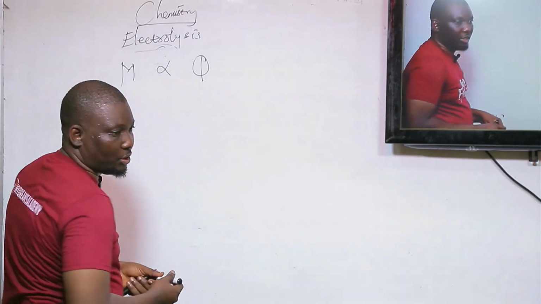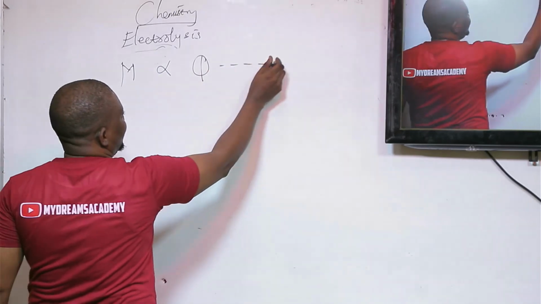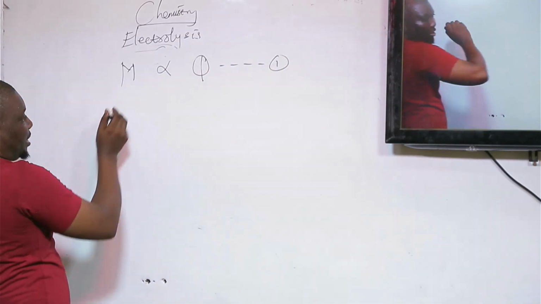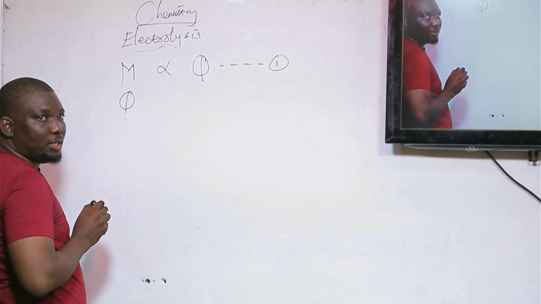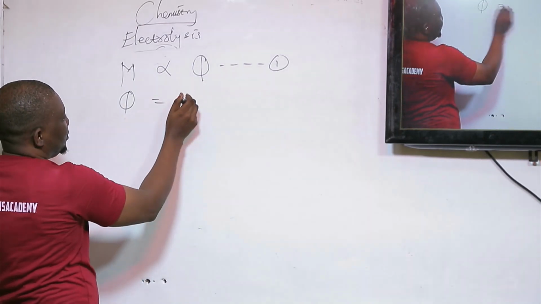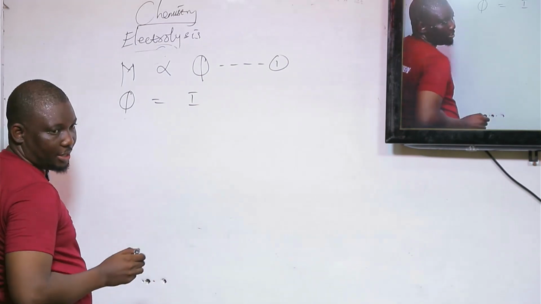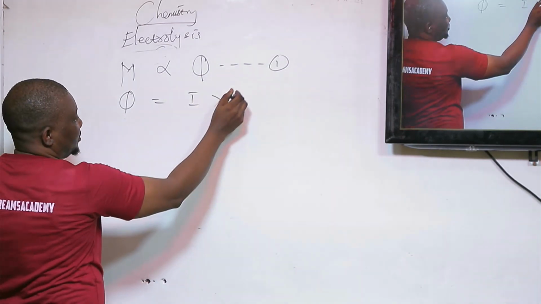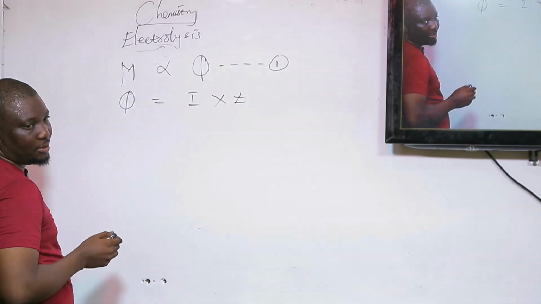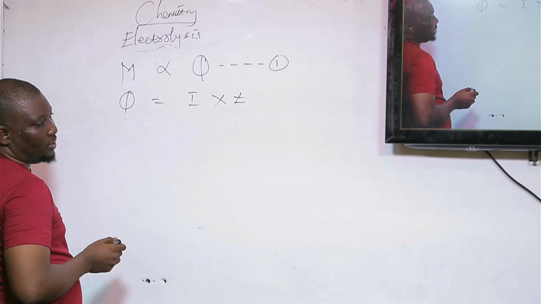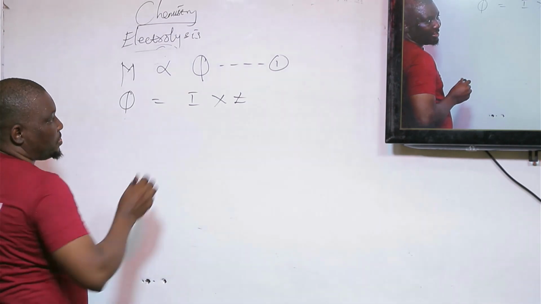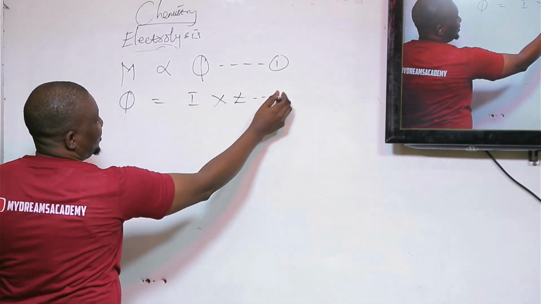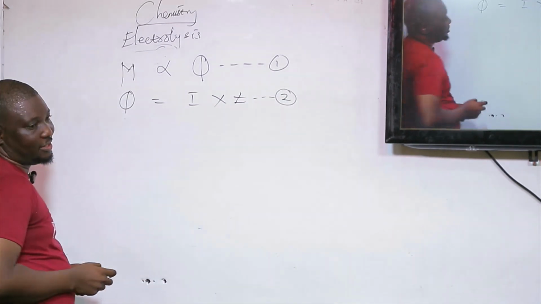If we call it equation 1, remember that quantity Q is a product of current I times time in seconds. Are you with me? We can call this equation 2.